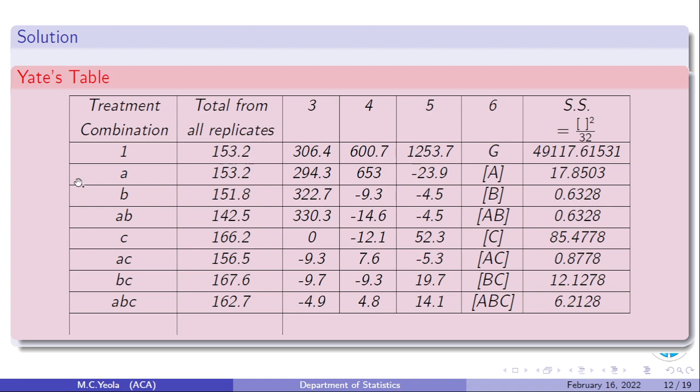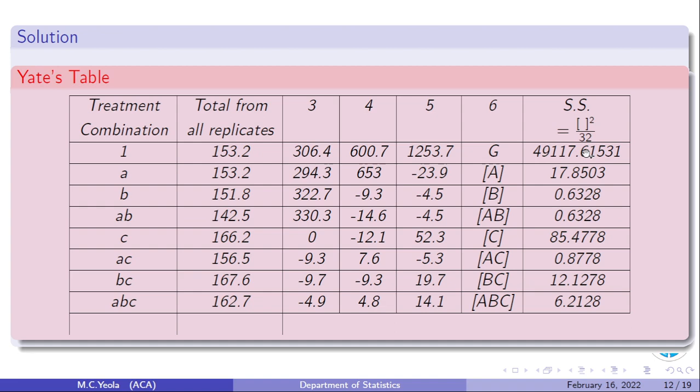First value is G, and the corresponding treatment combinations we are having, so we are having these bracketed values here. Actually, the sums we are having related to A, this value we are having here. Okay, then what we do here, bracket square divided by 32.